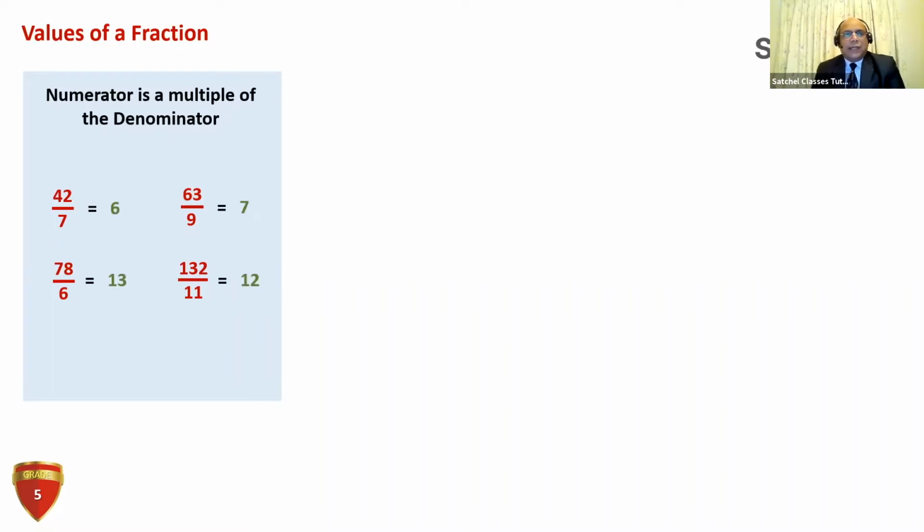Likewise, 63 over 9 is 7. 78 over 6 is 13. 132 over 11 is 12. Now, you're familiar with these numbers, right? These numbers do not contain any fractional part, and hence these are called integers. So when the numerator is an exact multiple of the denominator, you end up getting integers, right?